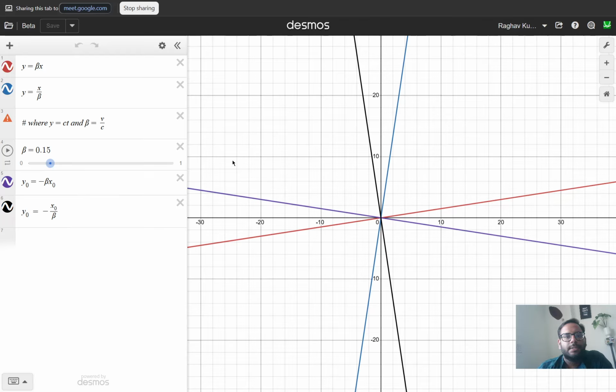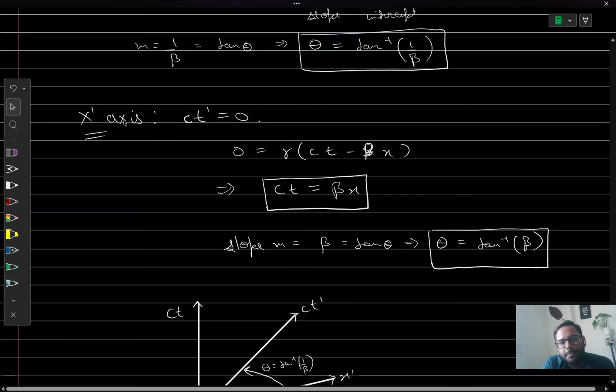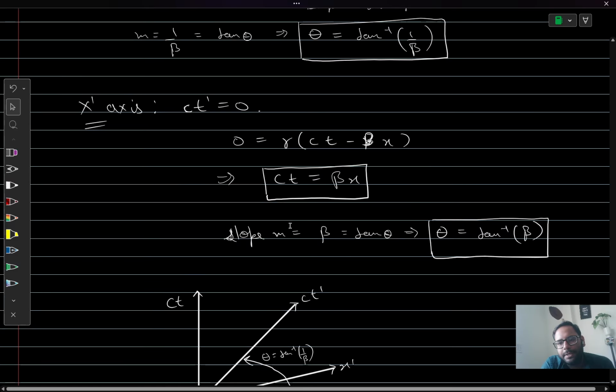Now you just see, let's consider y as our ct, and beta as v by c. We have defined this earlier. Now y equals beta x. This is same as what we have written for our x-axis, that ct should be equal to beta x. You remember we wrote it for the x prime axis, ct equals beta x.